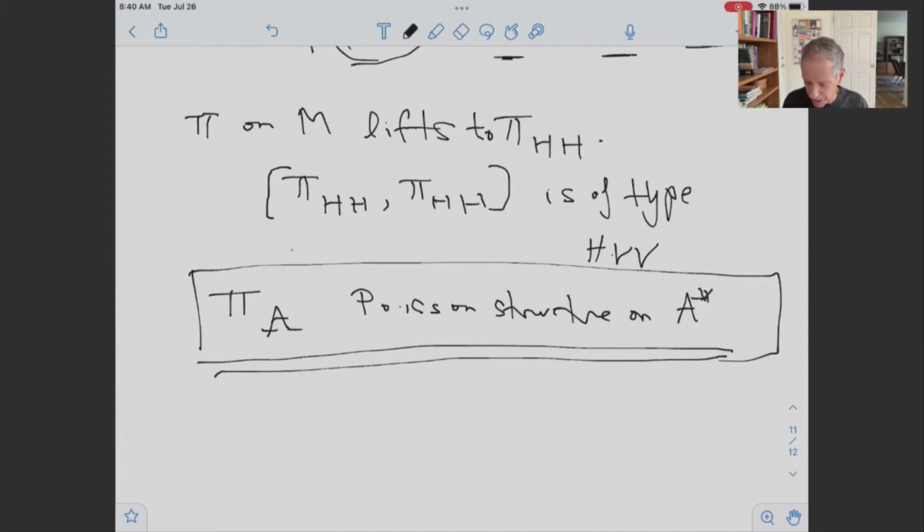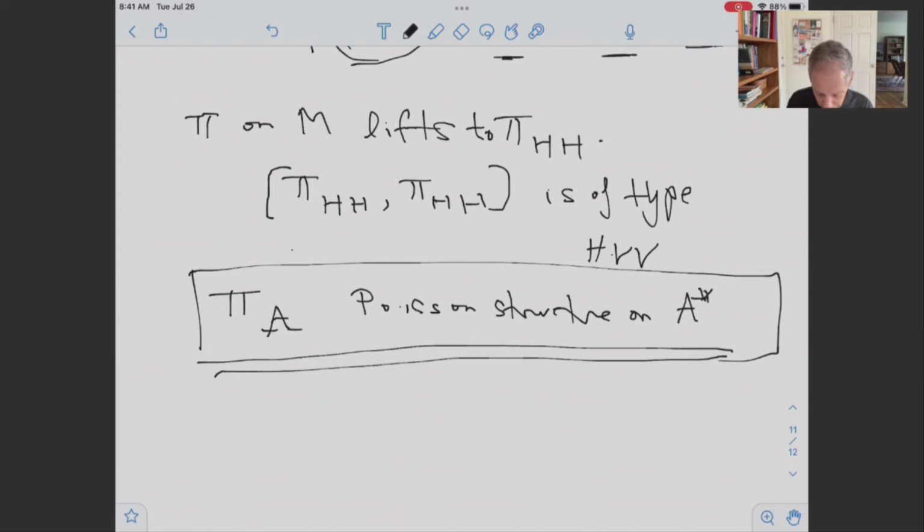Anyway, it's always a Poisson structure, and if we just have an anchor, we can just write down a bivector, which is given by a horizontal-vertical part. It takes a vertical vector and pairs it with the projection of the horizontal vector. Okay, so anyway, we get a Poisson structure on the dual of the Lie algebroid.